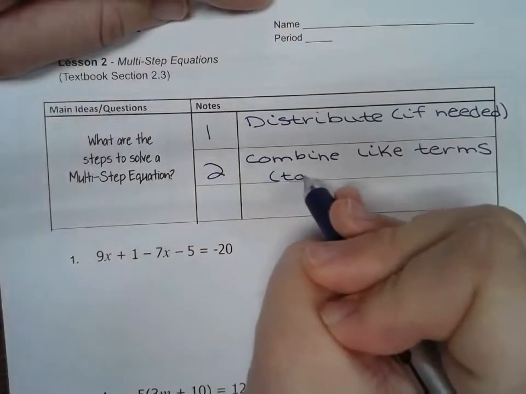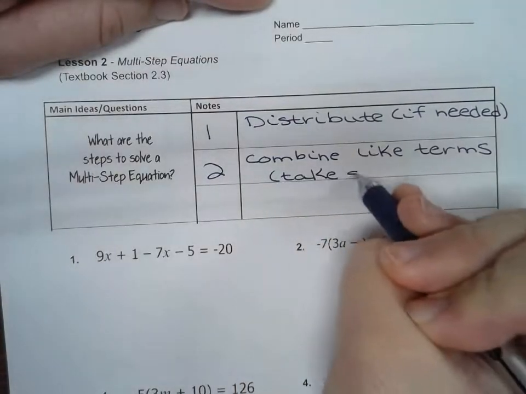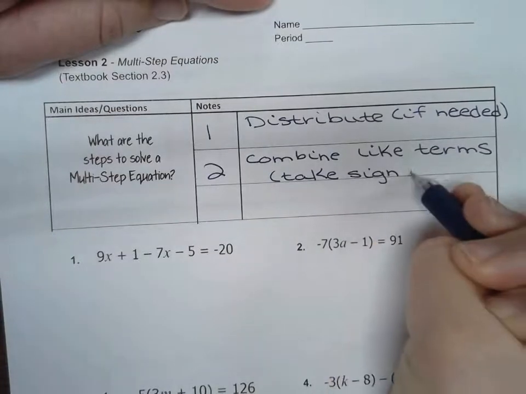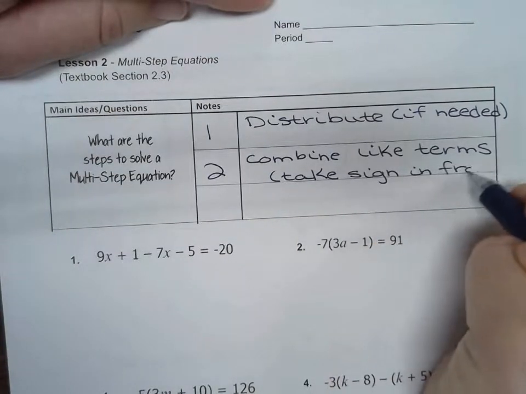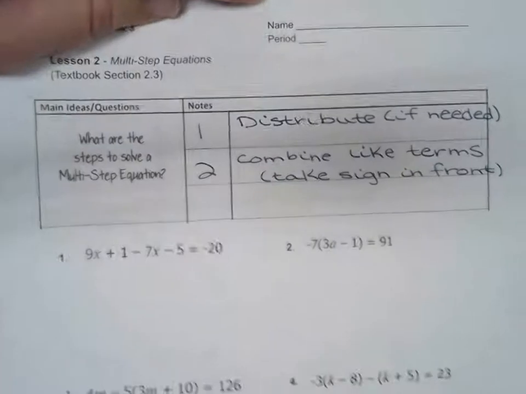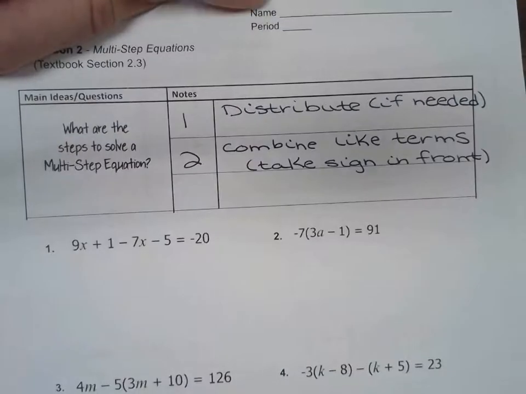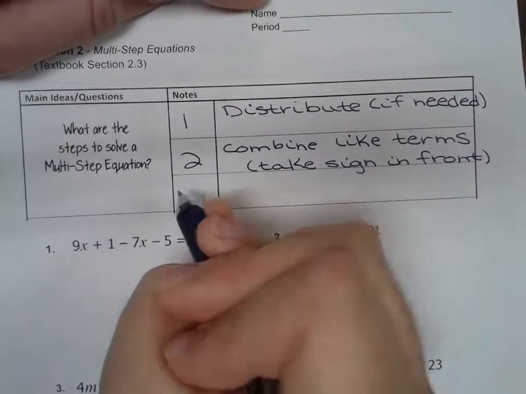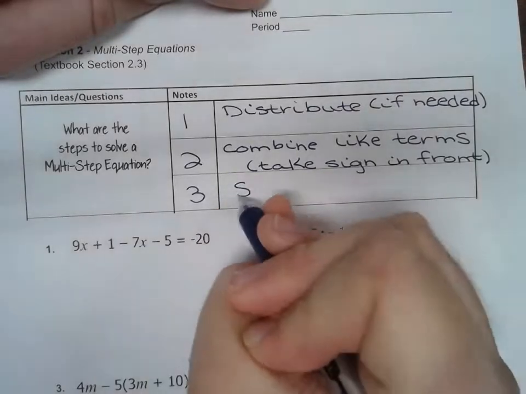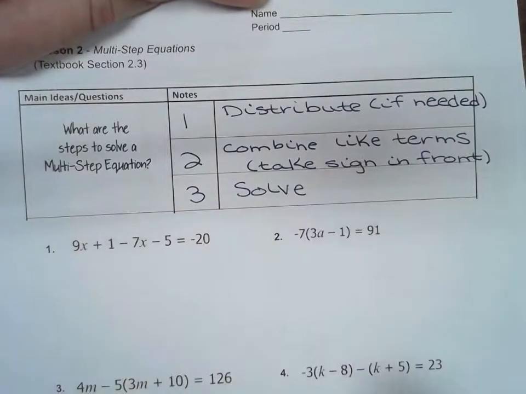Whatever sign is in front is what you're going to do when you combine them. You only do opposite when you move it to the other side of the equal sign. I see that mistake a lot. And then step 3 is to solve, just like we did in Lesson 1.